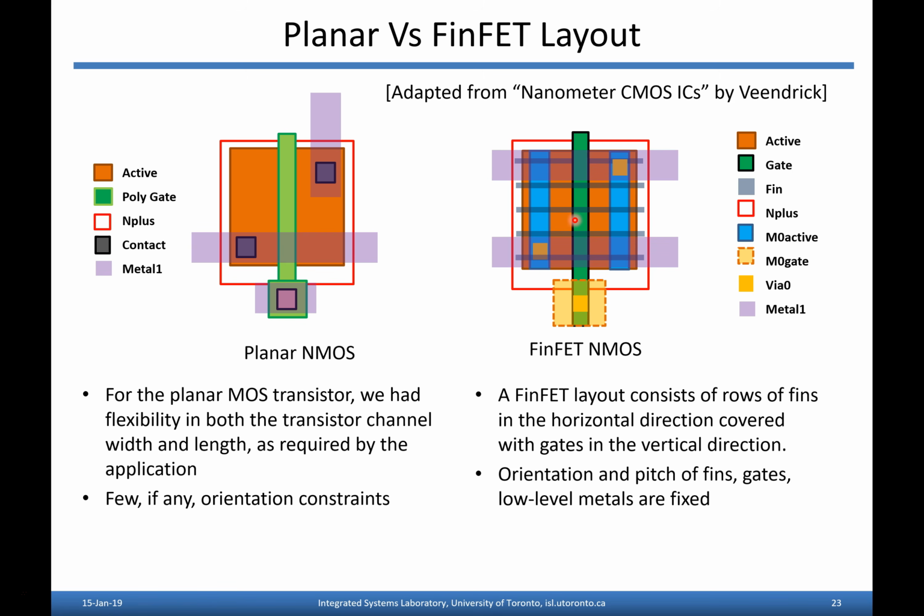So their orientation is always horizontal, the gate's always vertical, and the orientation of the low layer metals is also fixed. Typically, the lowest level of metal might have to run horizontally across here, and then you would pick up drain and source contacts as shown here with this orange via 0.